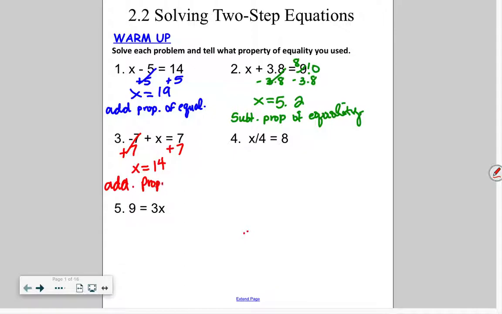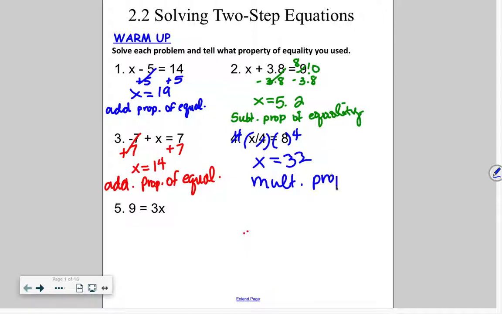And I'm okay if you abbreviate things, but you do have to have the full name. Okay? Number 4. Right. Opposite of dividing by 4 is to multiply by 4. X is going to equal 32. What property was that? Multiplication property of equality.